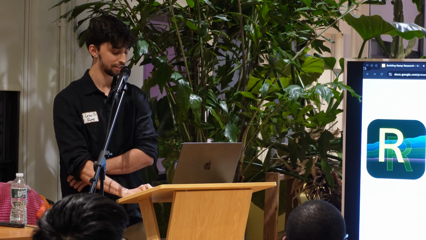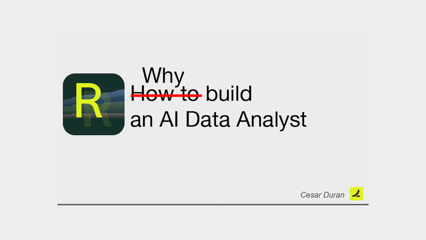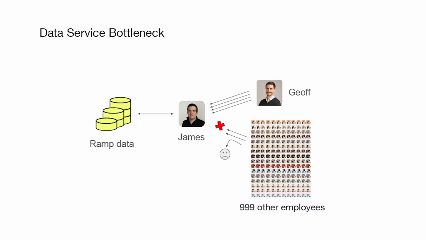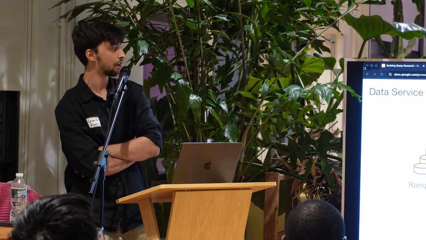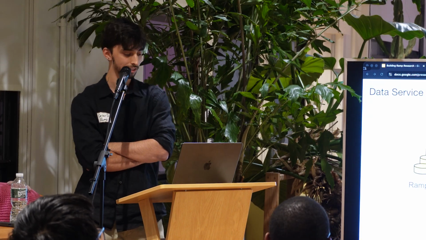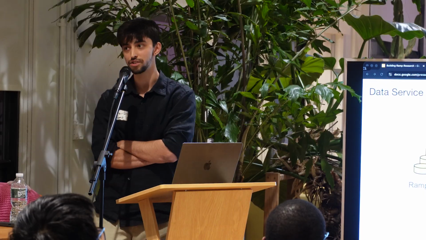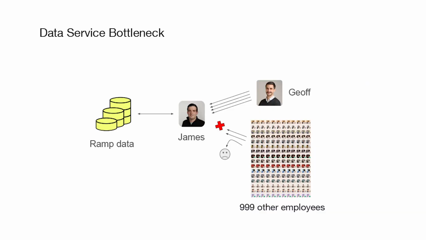But first, we're going to start with talking about why we want to build an AI data analyst. So it fundamentally boils down to a data service bottleneck. We have James on our data team, who is a wizard of knowledge on RAMP data. Because of his expertise, he ends up getting a lot of data questions from multiple folks, including Jeff, our chief product officer. And because James is human, many of these questions go unanswered and sometimes even unasked. And so it's crucial that we lessen the load on James so that he can get back to working on the actual interesting data problems that we have going on at RAMP.